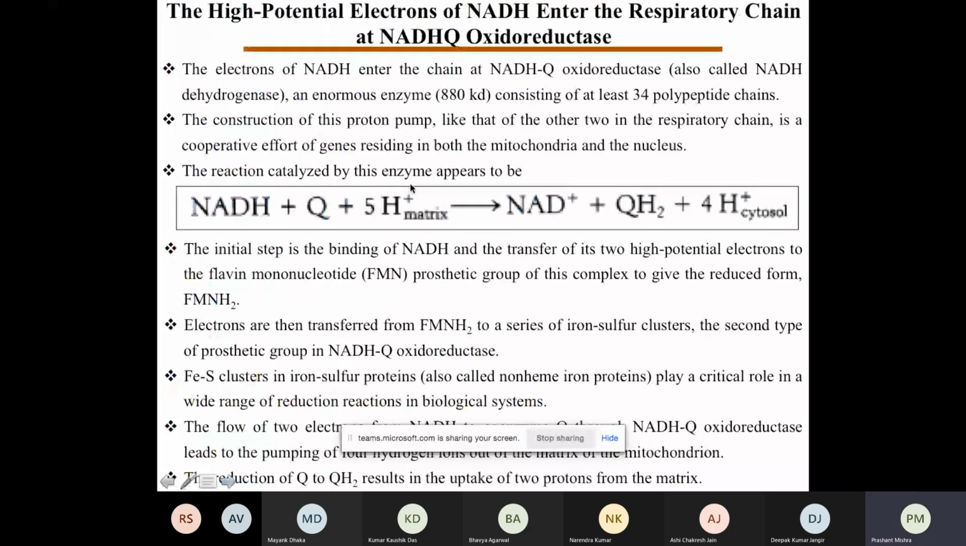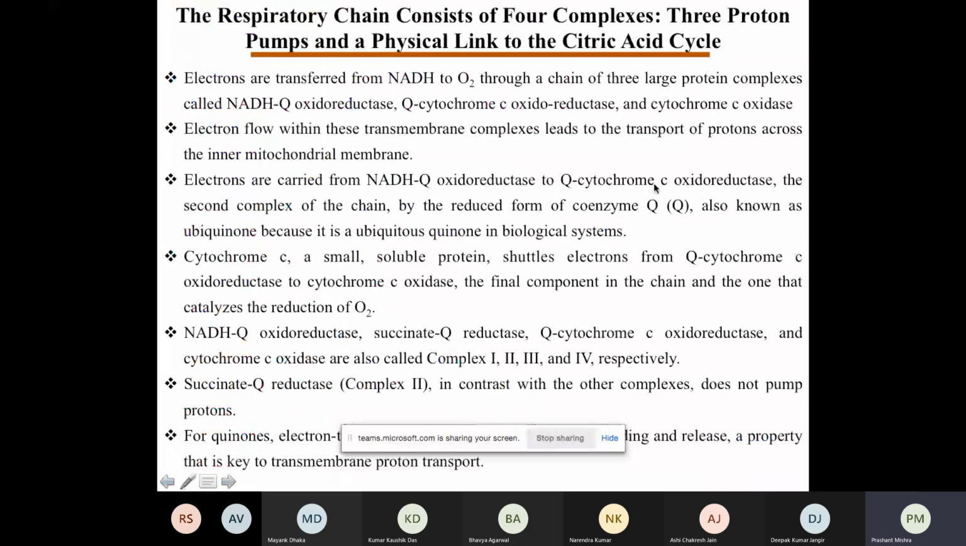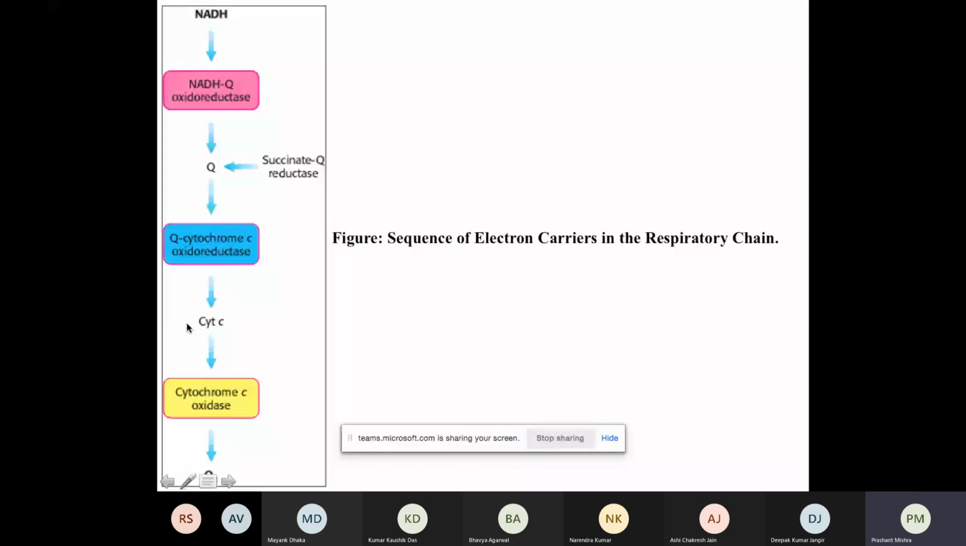Okay, and this is known as ubiquinone. Why is it known as ubiquinone? Because it is ubiquitous. You will find it in organisms starting from bacteria to human beings. That means it is present everywhere, and that's why the name ubiquinone has been given, because it is ubiquitous. Now, cytochrome C is a small soluble protein. That is what I said. This cytochrome C is the next one, a soluble protein, and it will shuttle the electron from cytochrome C oxidoreductase to cytochrome C oxidase.